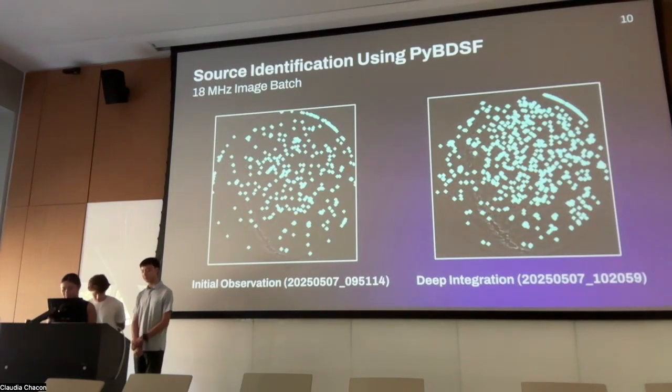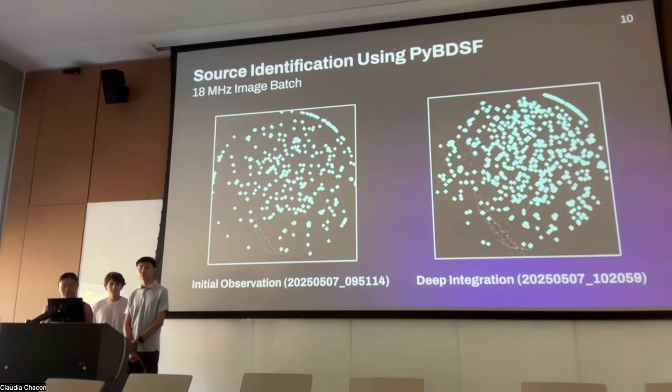Using PyBDSF, which is a Python package that serves as a blob detector or source finder, we were able to take images from the telescope and identify how many sources were detected in each image. In this example, I specifically looked at images from the 18 megahertz batch. On the left, you can see the first initial snapshot that was taken on May 7, 2025, and this represents 10 seconds of data. On the right is a deep integration image which covers the sky on the same day. However, it covers several hours of data. It can be seen that more sources were picked up in the deep integration image, which was helpful for us to understand as we moved forward with our research.